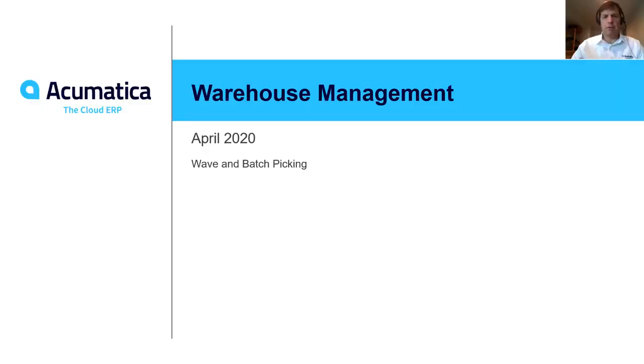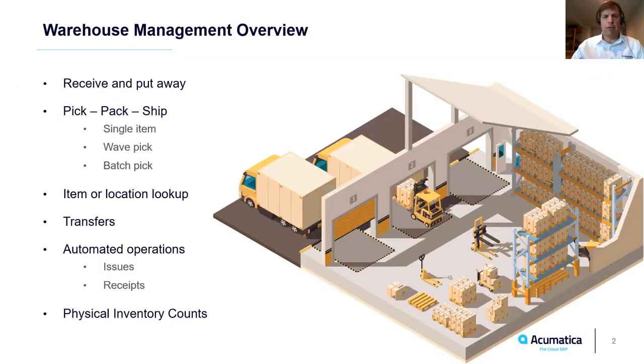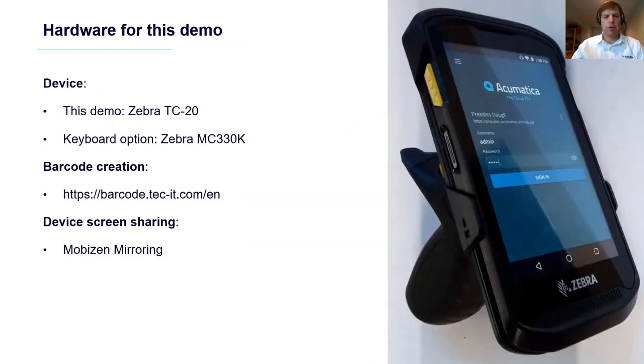Global warehouse management, wave, and batch picking. Acumatica offers native automated warehouse operations with barcode scanning. Mobile devices interact with ERP data in real time. In this video, we demonstrate wave and batch picking options that were added to Acumatica in 2020 R1. During this demonstration, I use a Zebra TC20 device to scan barcodes from pick lists, warehouse locations, boxes, and inventory.